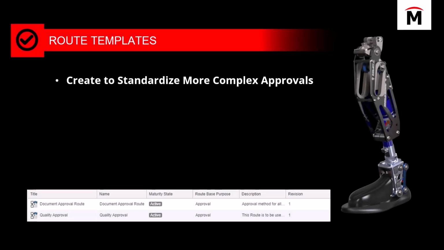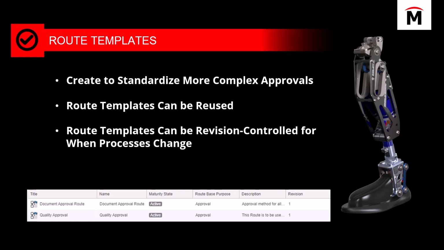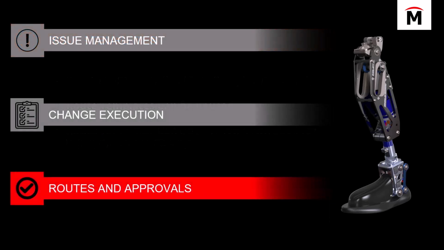So with route templates, we saw that we can create our own templates to standardize more complex approvals. Routes are items that can be reused over and over and over again, and as we create things like change actions and issues, we can choose to reference these templates as opposed to doing a one-off review or having to recreate these more complex approvals every time. Route templates can also be revision controlled for when processes change. Again, this is a great benefit. We can always see what the most current revision is, and we don't have to recreate templates every time there is a slight change in what we need.